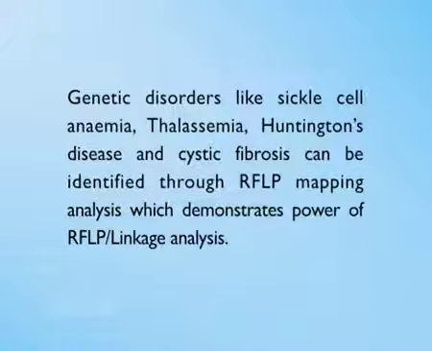DNA polymorphisms are differences in DNA sequences that result from point mutations, random deletion, or insertion, or from the presence of a variable number of repeated copies of a DNA fragment, also known as tandem repeats. Genetic disorders like sickle cell anemia, thalassemia, Huntington's disease, and cystic fibrosis can be identified through RFLP mapping analysis, which demonstrates the power of RFLP or linkage analysis.